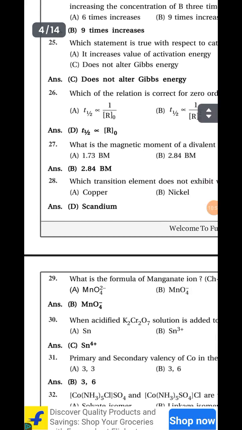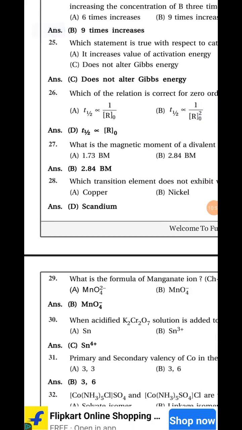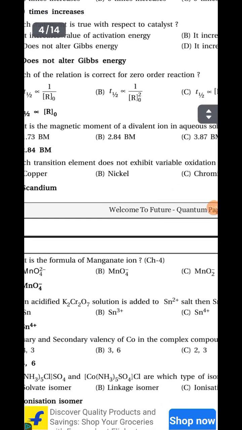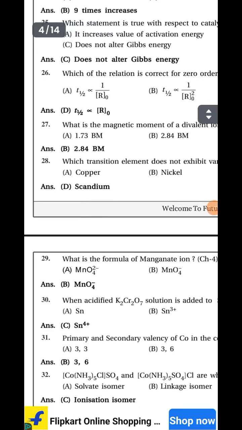So students, here I have given you the answers also. I'm just reading out the questions in a very fast way. So easily we can complete this complete PDF within a short period of time. Next one, what is the formula of manganate ion? This also you can check out, MnO4.